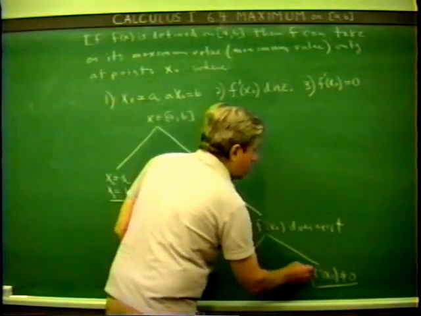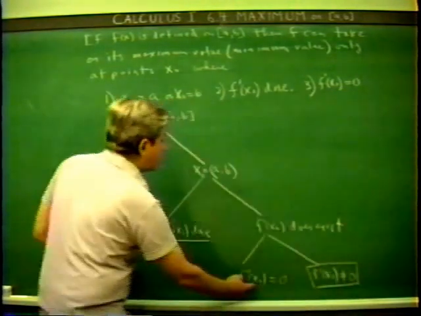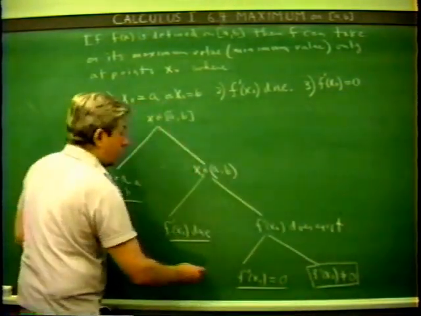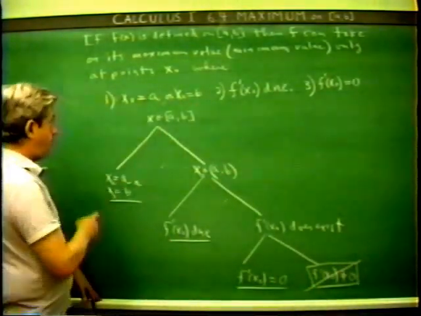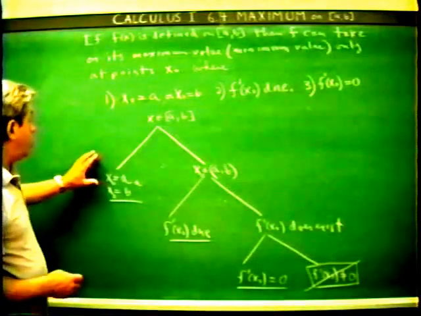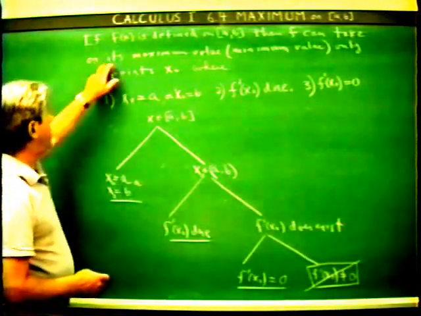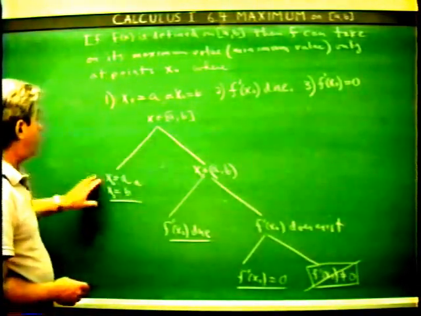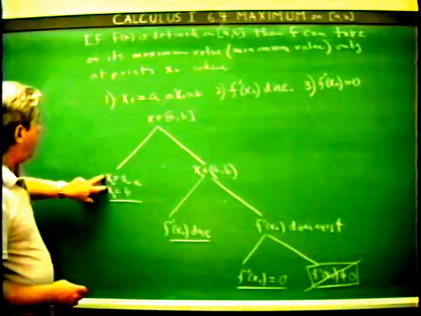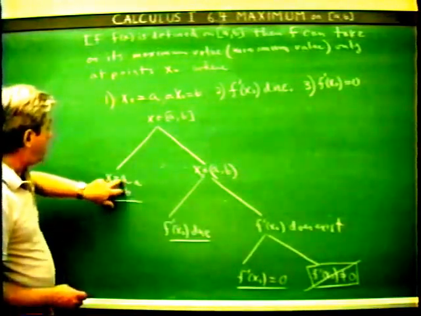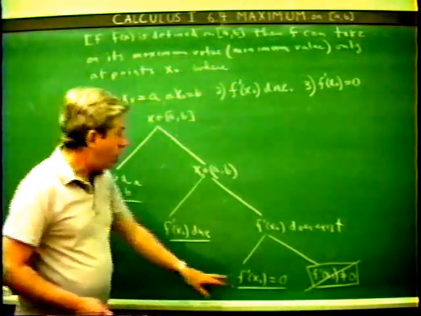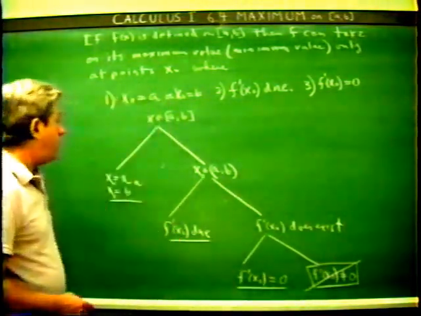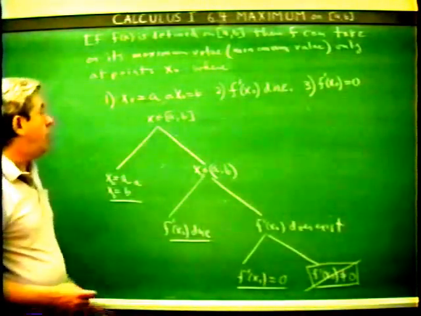We already showed that the maximum or minimum cannot occur here. So that means that it must occur at either here, here, or here. That's to say, the only points where the function can take on its maximum or minimum value on a closed interval are the endpoints of the interval, a and b, or places where the derivative doesn't exist, or places where the derivative is equal to 0.